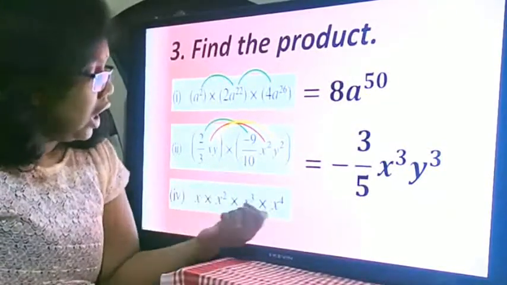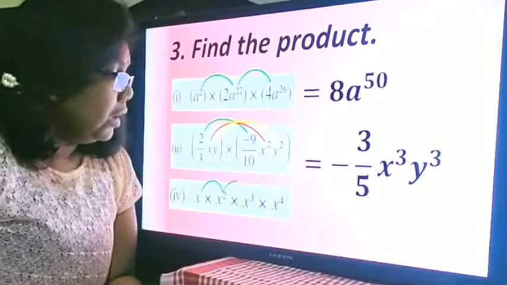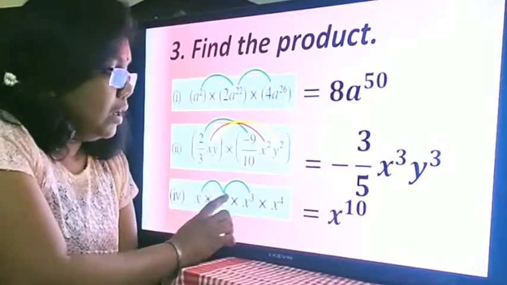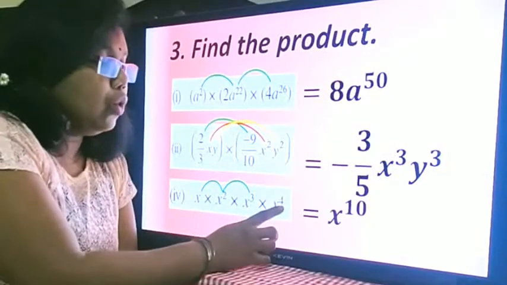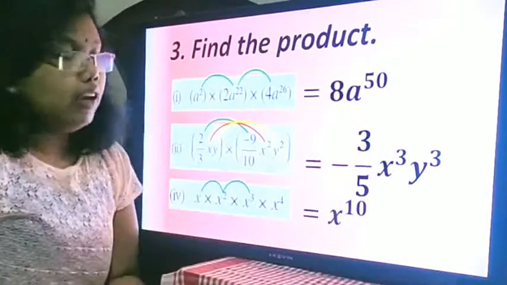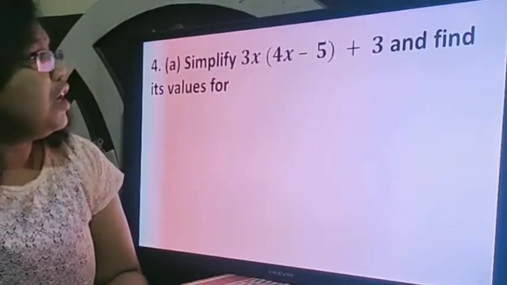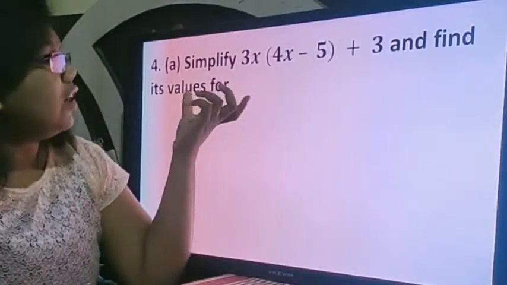Now here all are x's, so directly you would multiply. When you are multiplying, what happens? x, 1 plus 2 plus 3 plus 4, so x raised to 10. That is the final answer. Next is question number 4, wherein we have to simplify and find the values.